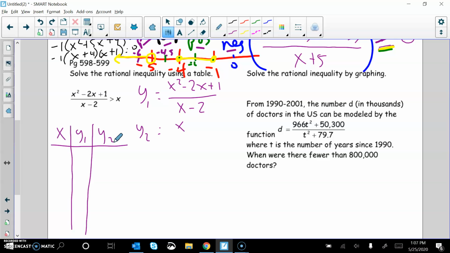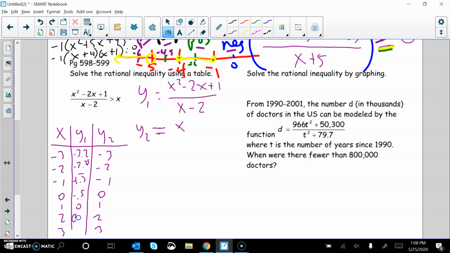So for the one, let's see, where do we want to start? Let's go -3, -2, -1, 0, 1, 2, 3. All right, y2 is equal to x, so these will just be the exact same values. Now y1 will be determined by the function we have in place. -3 would spit out -3.2 according to my calculator, -2.25, -1.3 repeating, -0.5.